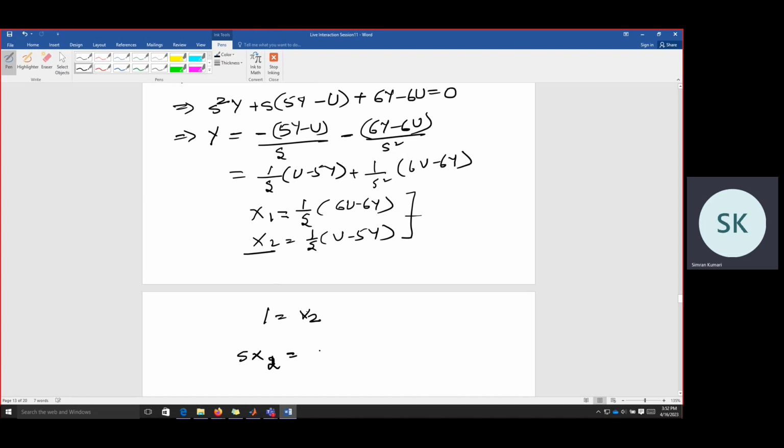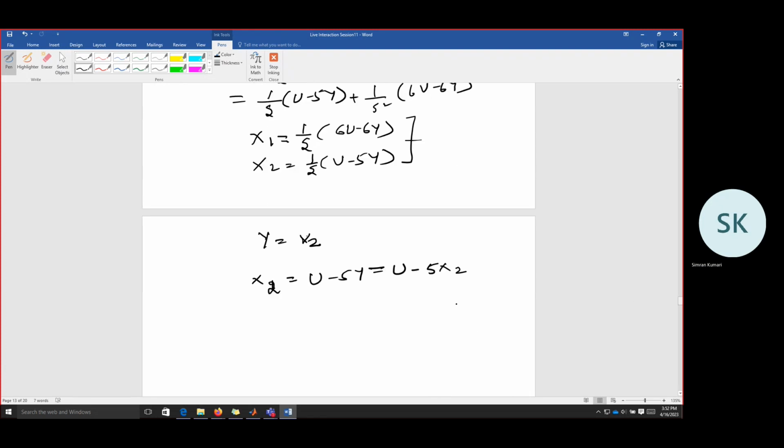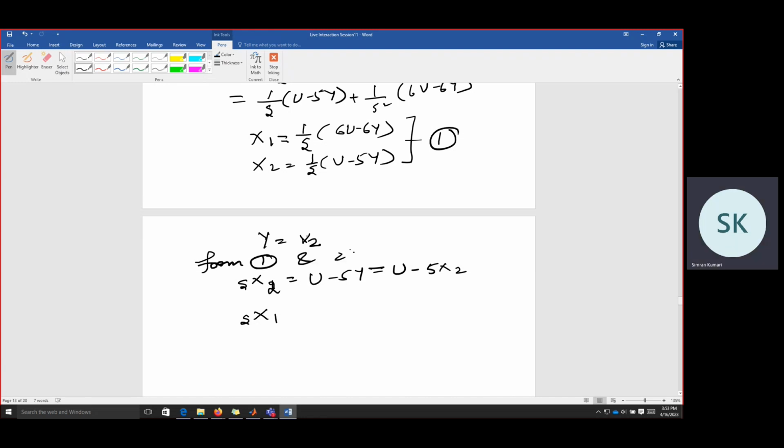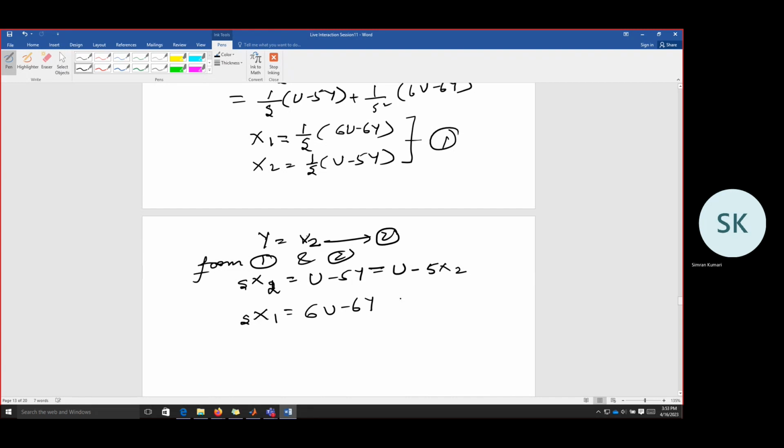Let us start with the second equation. So this is u minus 5y, where u is the same, and minus 5y is minus 5x2. And then for x1, suppose this is 1. So from 1 and 2, this is 2. We get 6u minus 6y, and this is 6u minus 6x2.